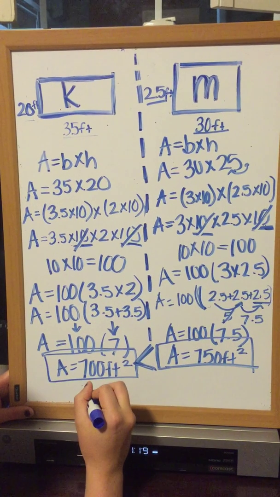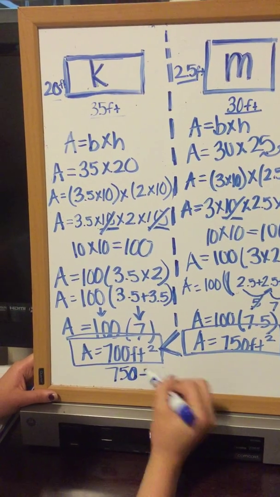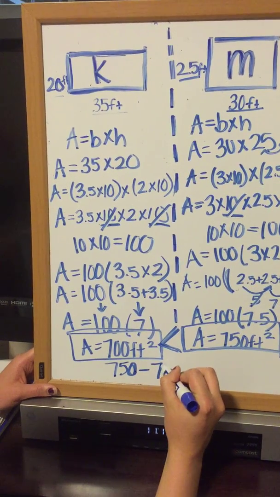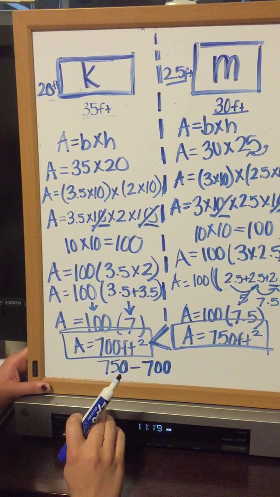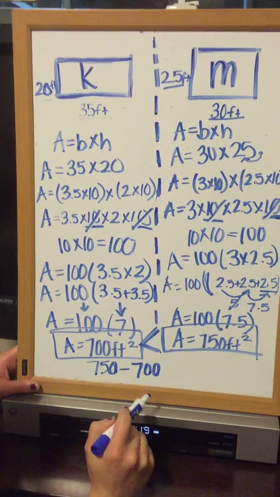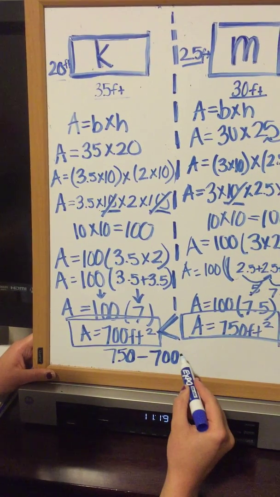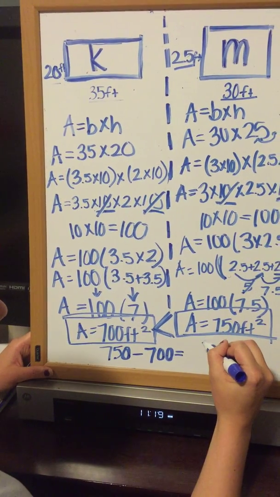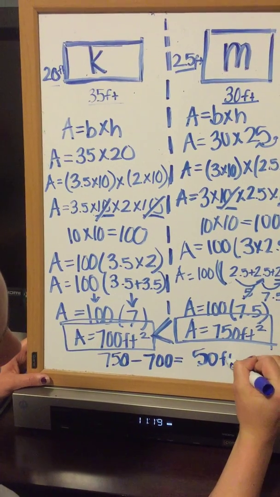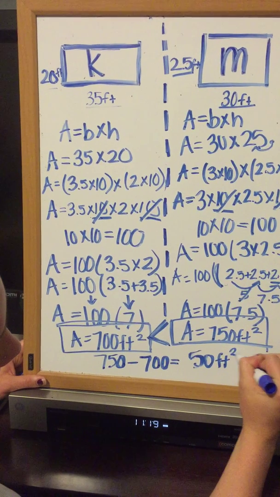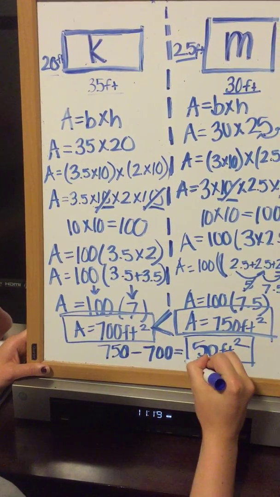So McKenna's garden, 750, minus the area of Carl's garden, 700, will give us the difference between McKenna's garden and Carl's garden. 750 minus 700 is equal to 50 feet, since it's area, squared. And that is the difference between McKenna and Carl's garden.